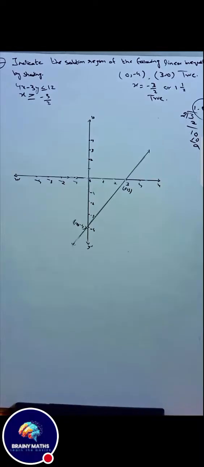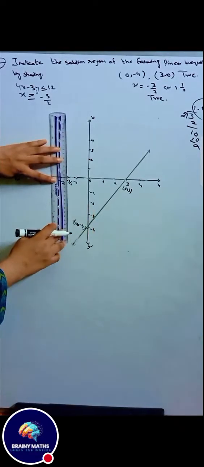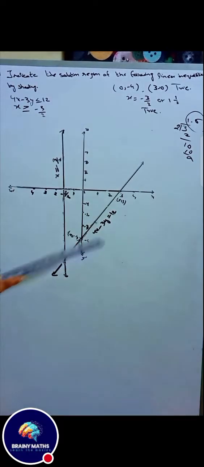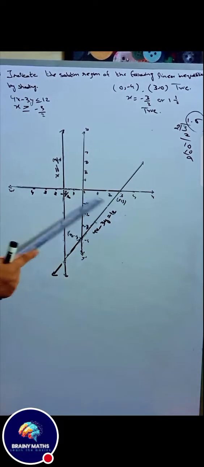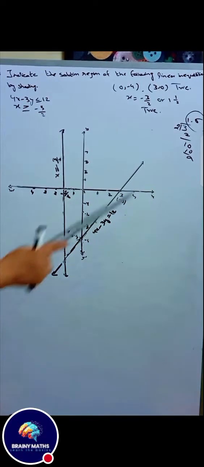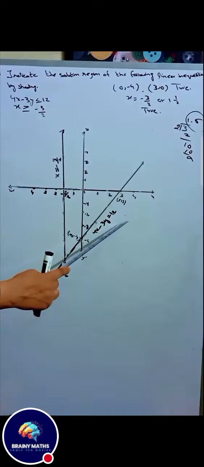So what do we do? I don't have y here. So x equals -3/2. It must be here, -3/2. So just draw a line parallel to the y-axis, like that, straight. Just take it down. As you can see, this line is called 0, -4. This is called 0, 3. Sorry, 0, 3 and 0, -4. This point and this slope is known as 4x - 3y = 12.